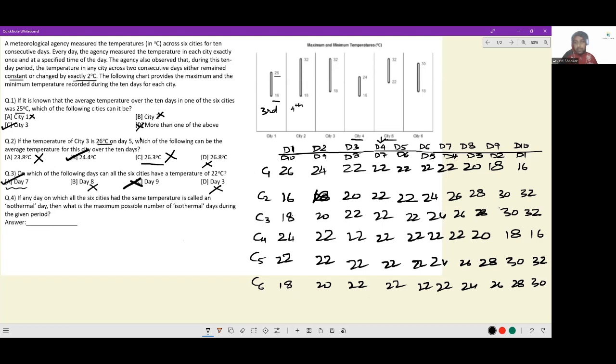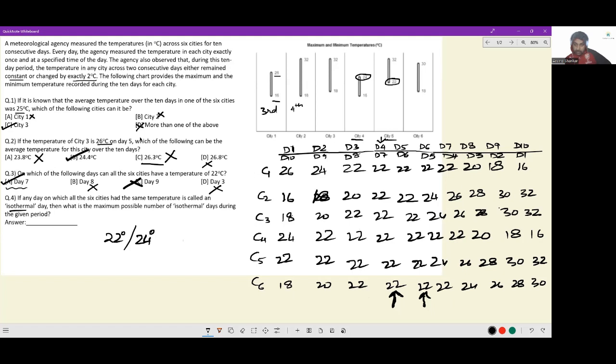City 4 and City 5. They are interesting. The maximum in City 4 is 24. The minimum in City 5 is 22. Which means if it is an isothermal day, where the same temperature is recorded across all the places, can you see it will either be 22 degrees or 24 degrees? Because anything outside of this will not have any overlap at all. So 2 days having 22 degrees was anyway identified by the third question.